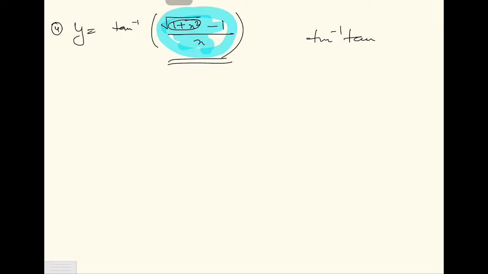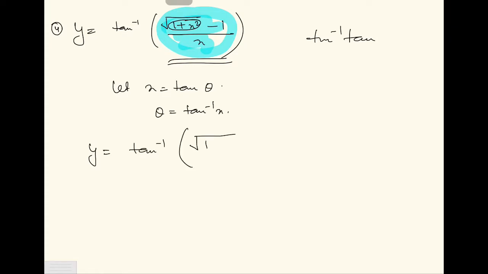Coming back to the sum, I can say let x equal tan theta. Can I do that, everyone? Because once I use tan theta, the square root gets simplified. So theta will be tan inverse of x. So what can I say? Y will be tan inverse, open bracket, under root 1 plus tan square theta minus 1 divided by tan theta.